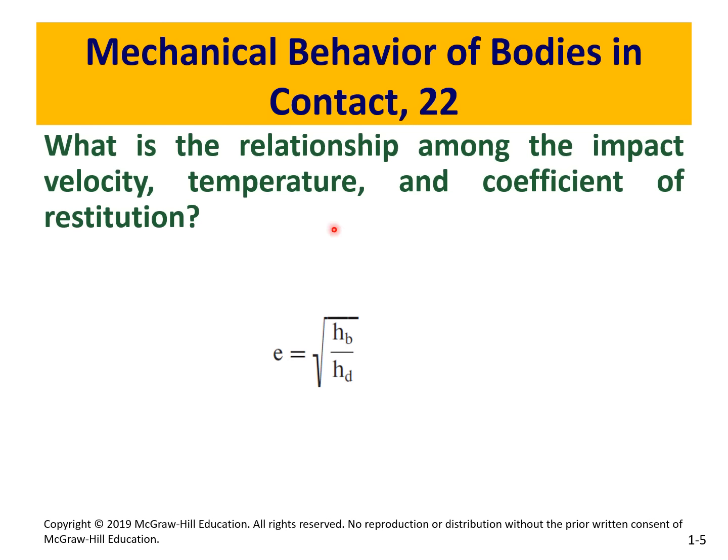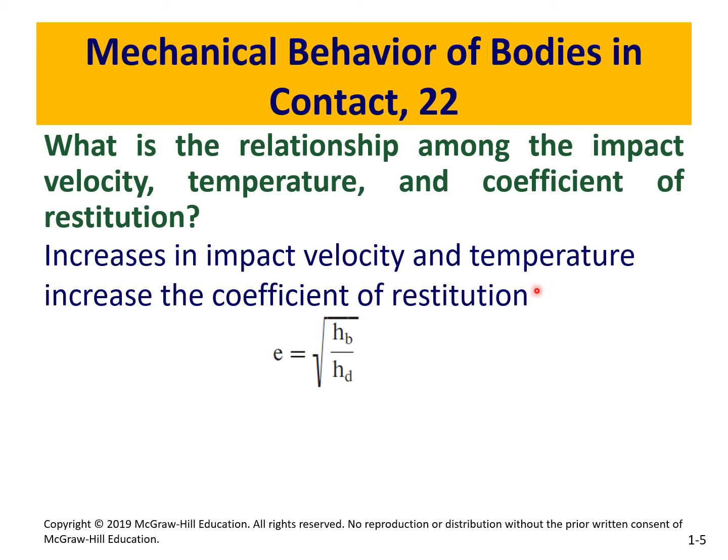The second formula is about the relationship among the impact velocity, temperature, and the coefficient of restitution. We'd like to study the effect of other parameters on this coefficient of restitution. So we can say that an increase in impact velocity and temperature increases the coefficient of restitution. So if you are in a warmer place, this coefficient will be larger. And if the impact is faster, this coefficient will also be larger.